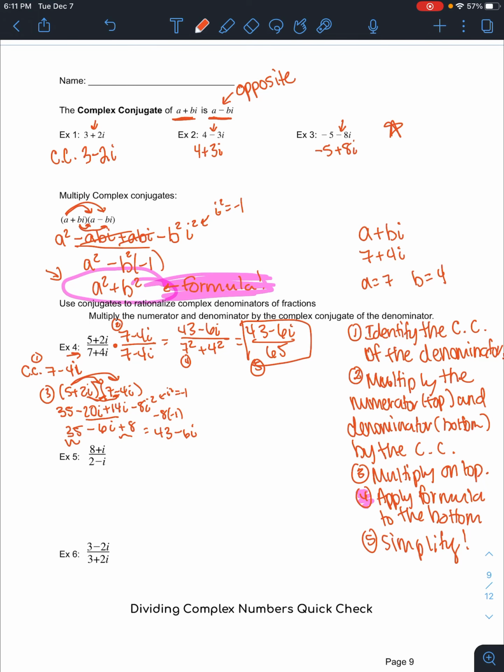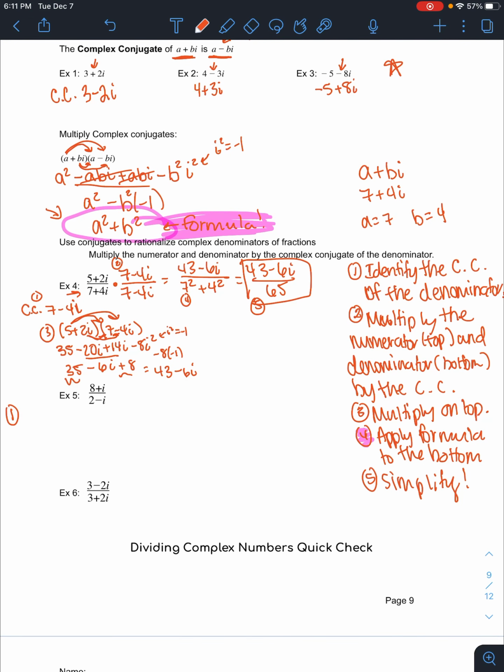All right, so let's do the same thing on number 2. Step number 1, identify my CC, my complex conjugate. So it's 2 minus i, that means my complex conjugate is 2 plus i. So I'm going to multiply, step 2 says multiply on top and on bottom by the complex conjugate. Step 3 says multiply on top. So 8 plus i times 2 plus i.